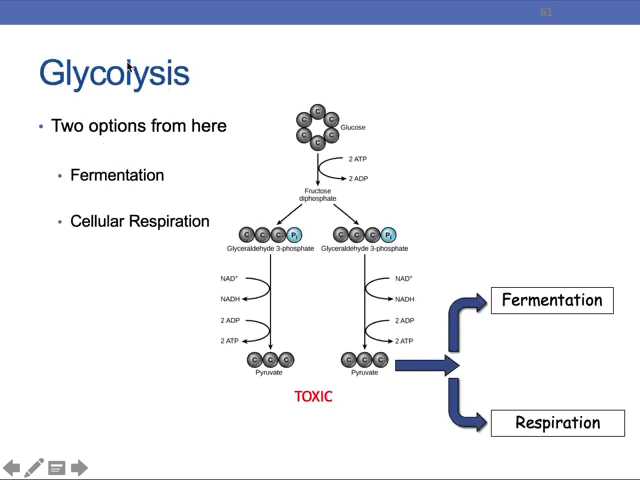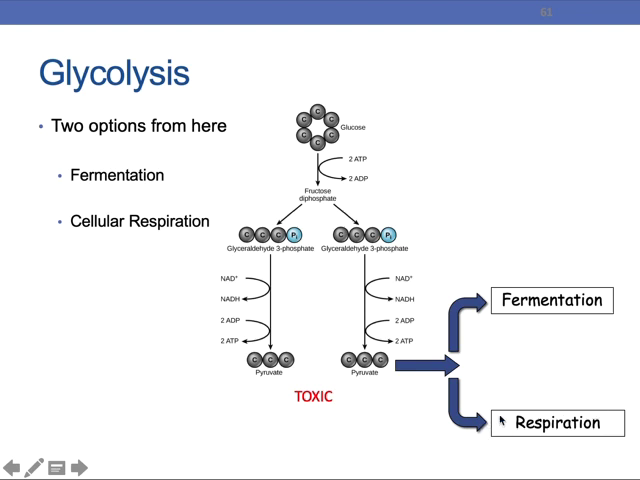So when glycolysis has taken place and you have pyruvic acid or pyruvate present in the cells, pyruvic acid is toxic to the cells. The cell has to find a way to transform this molecule into a less toxic form. And it has two options available. If there is no oxygen present or no electron acceptor present, it goes into fermentation. So it can either take the pathway of fermentation or it can enter respiration.